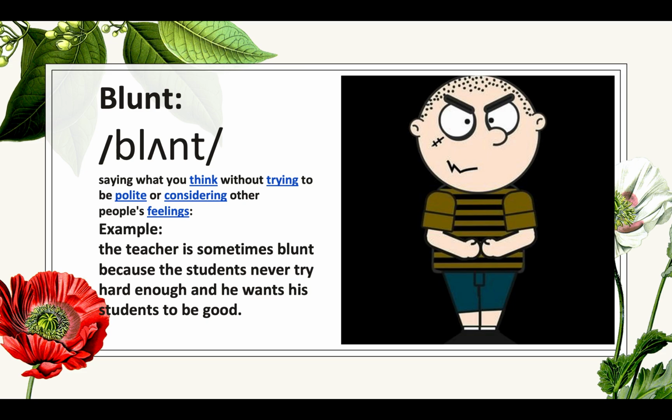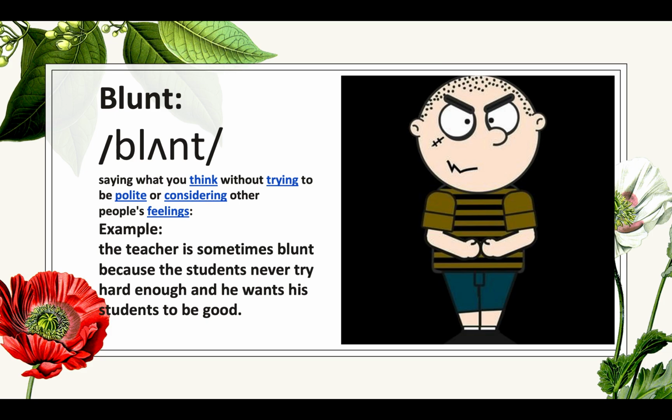To be blunt means saying what you think without trying to be polite or considering other people's feelings. For example, someone steps into your house and they make a noise and they do something that annoyed you. So if you are blunt, you will say something bad to them without thinking or without considering others' feelings.